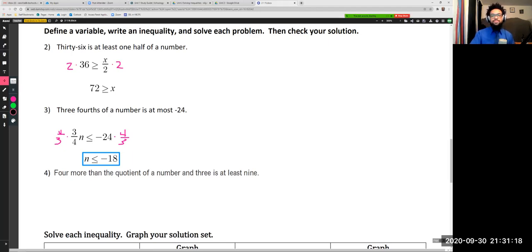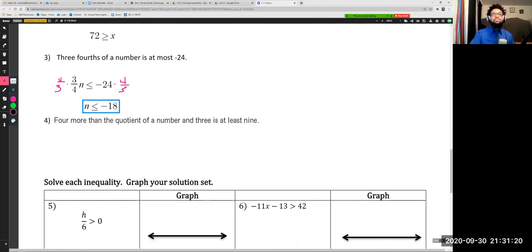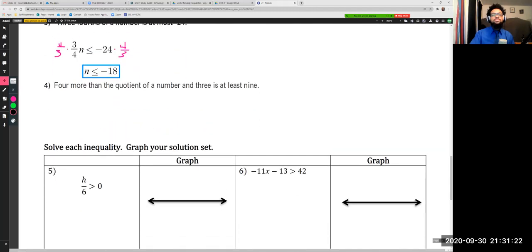Let's look at number 4. Number 4 says 4 more than the quotient of a number and 3 is at least 9. So this one has a little bit more going on. 4 more than the quotient of a number and 3 is at least 9. So let's tackle what this has first. 4 more than the quotient of a number and 3.